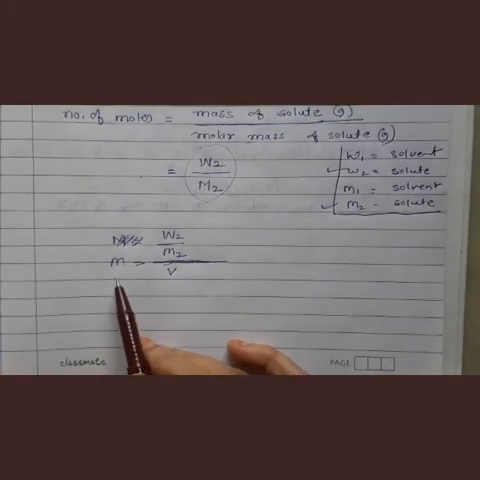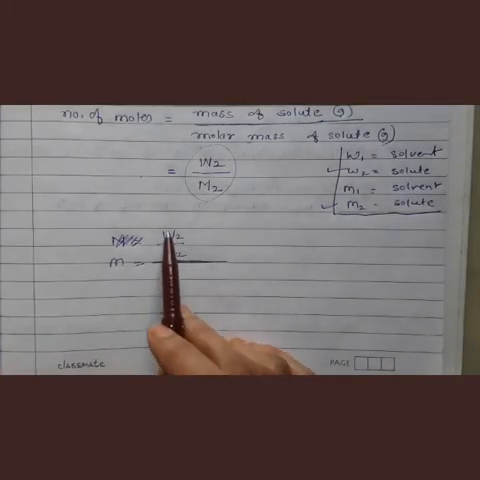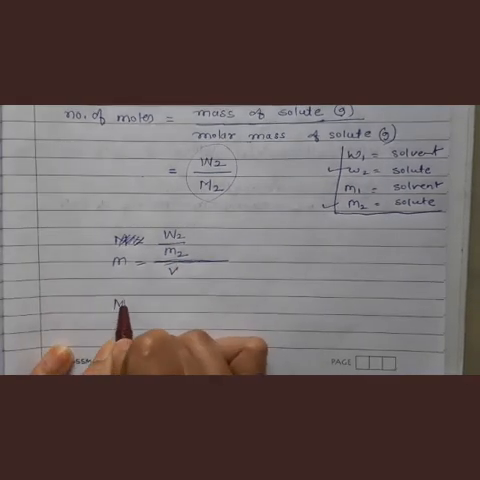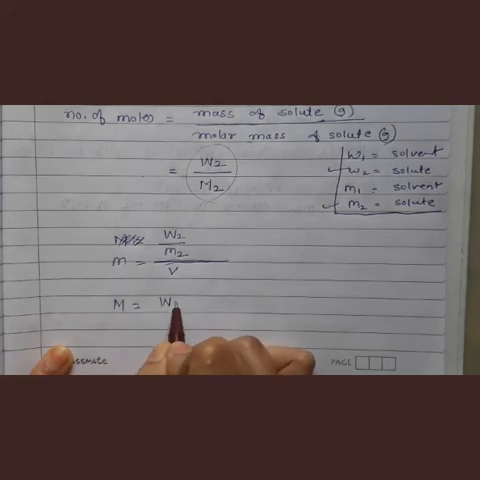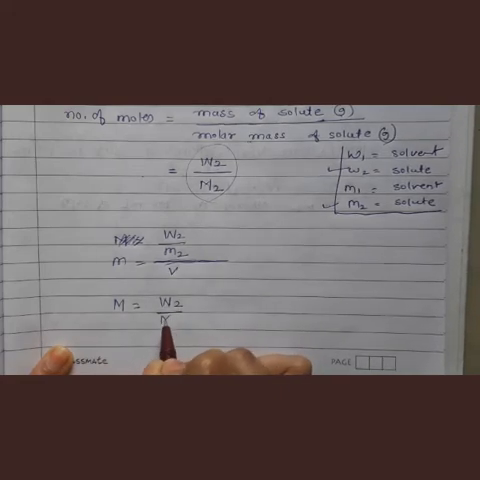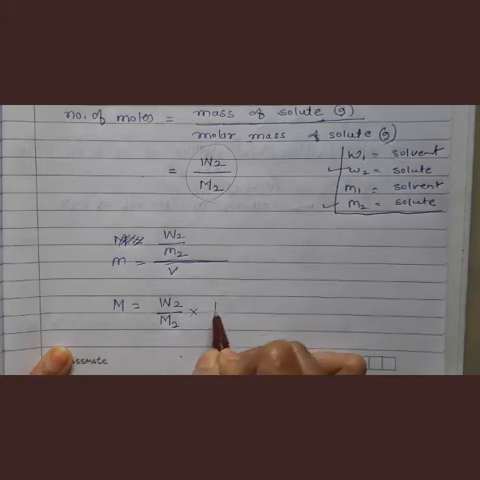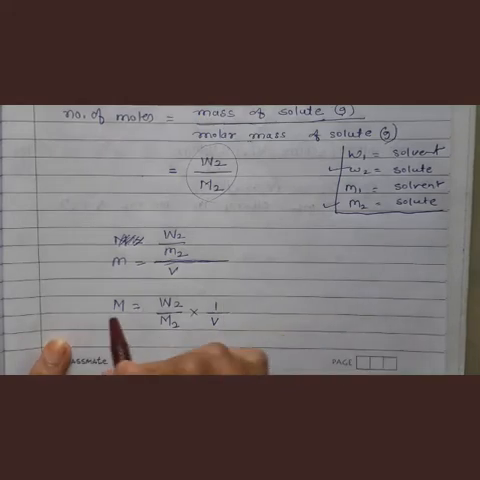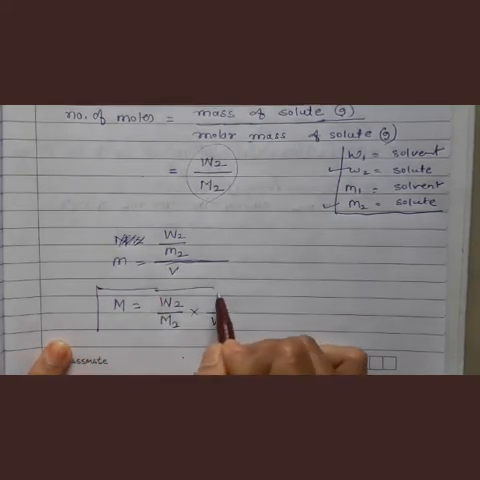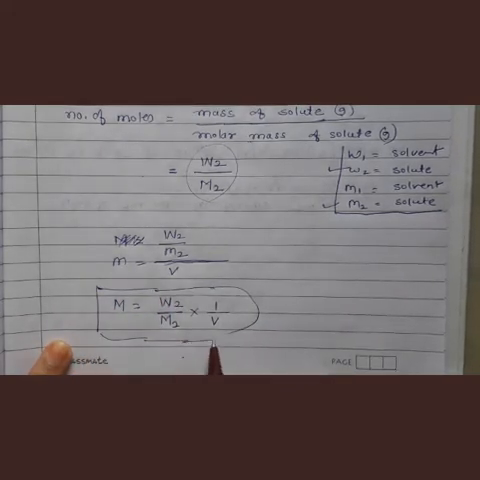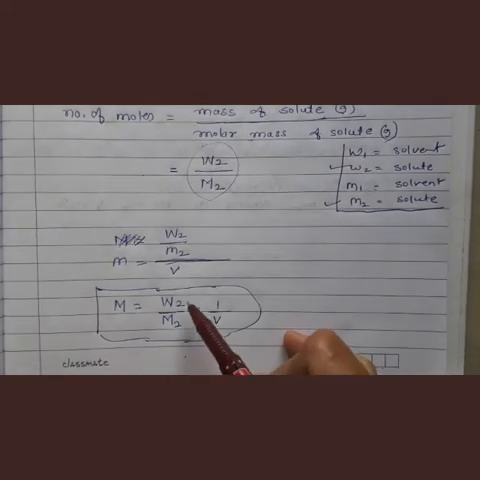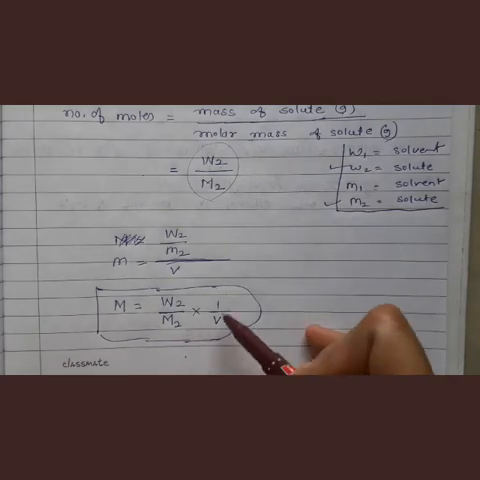Just a minute. See here, molarity M is equal to W2 upon M2, which means number of moles, divided by volume. Okay, now let us solve this. So molarity is equal to W2 upon M2 multiplied by 1 upon volume. Multiplicative inverse of this volume we will take. So this is the formula to find molarity. M is equal to W2 upon M2 multiplied by 1 upon V.